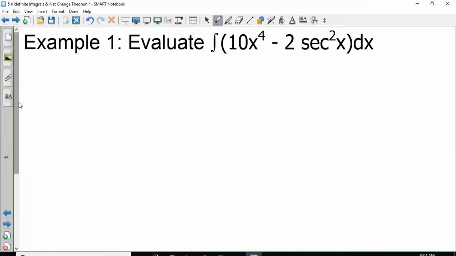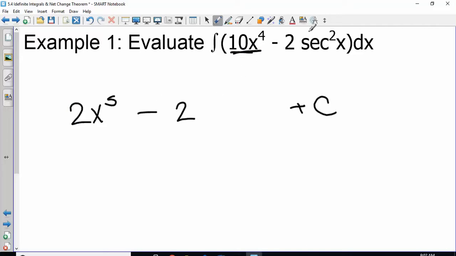So if I asked you to work this problem, we're doing an indefinite integral, which just means the antiderivative. Because we don't have numbers, we know we have to put the plus c at the end here. So what is the antiderivative of 10x to the fourth? 2x to the fifth. You have to add 1 to your power, so that means you have to multiply by 1/5 or divide by 5, so we get 2x to the fifth minus 2 secant squared x. So coefficients just stay. What has a derivative of secant squared?